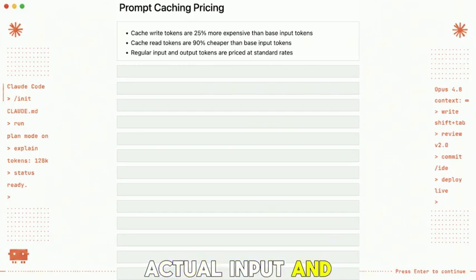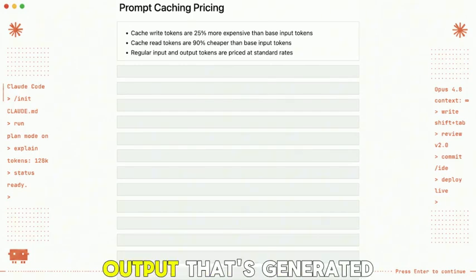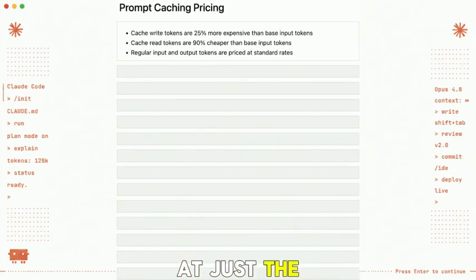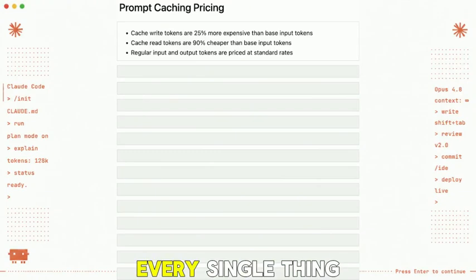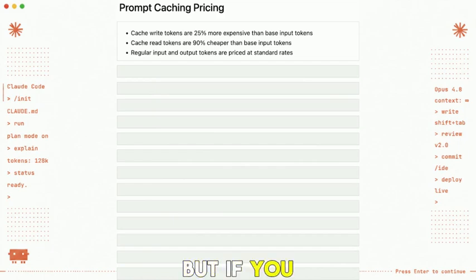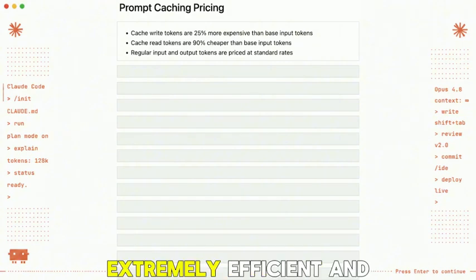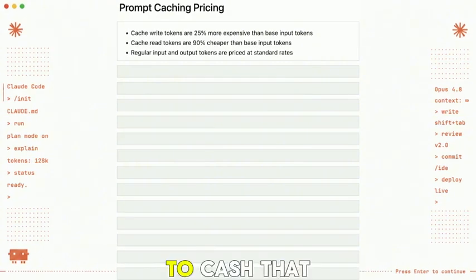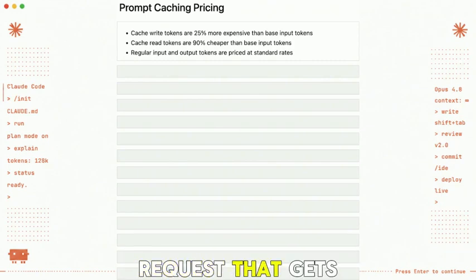And then the actual input and output, anything that's not cached and any output that's generated, are still priced at just the standard prices. So this means that it may not make sense to cache every single thing for every single message, but if you have some prompt prefix that is going to remain the same across a whole bunch of requests, it can be extremely efficient and cost-effective to cache that long prefix and reuse it. Pay 25% more one time to make the cache write, and then pay 90% less for all of those input tokens for every subsequent request that gets a cache hit.